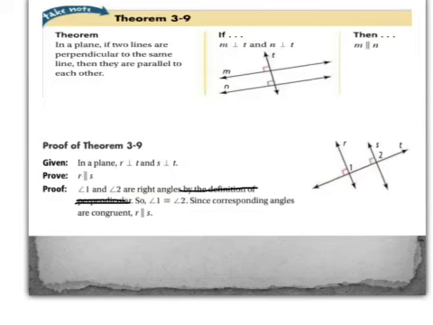If you're writing it as a statement and reason, your statement would be angle 1 and angle 2 are right angles. Your reason would be that perpendicular lines form right angles. Then your statement would be angle 1 is congruent to angle 2 because corresponding angles are congruent, which means that R is parallel to S. So you'd have first your given. If you did it in a statement reason, a two-column proof, this is a paragraph proof, you would have your given statements.